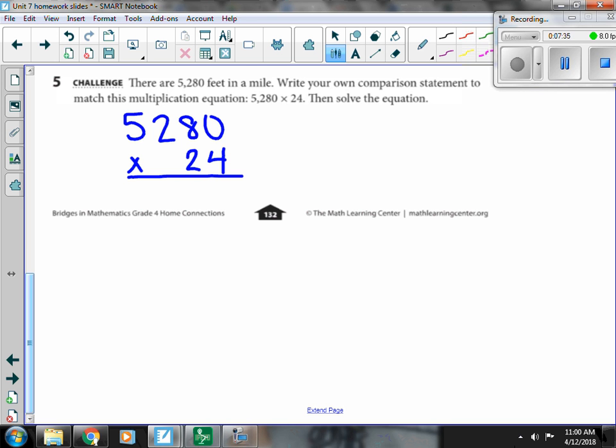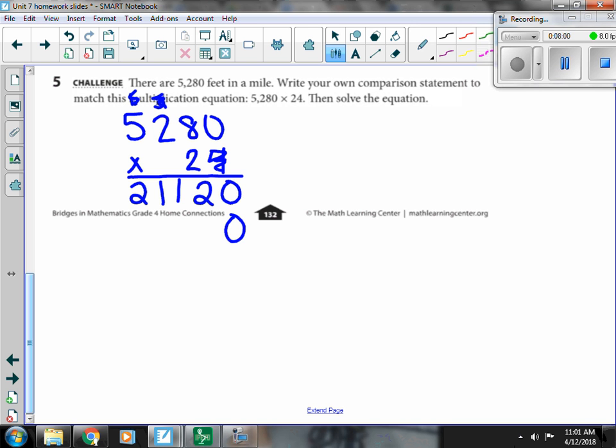So I start by ignoring the 2, and I multiply everything by that 4. 4 times 0 is 0. 4 times 8 is 32. Write my 2, carry my 3. 4 times 2 is 8, plus 3 is 11. 4 times 5 is 20, plus 1 is 21. Then I'm going to cross off the 4 and all the ones that I carried, and add a 0.